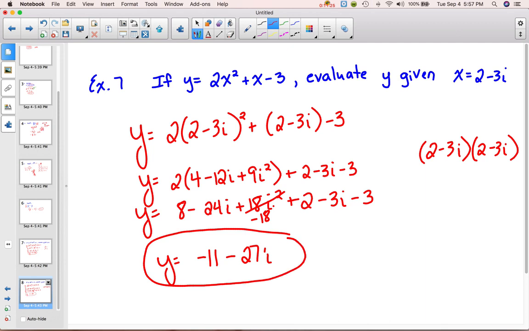There is my answer. So that's it for our little quick review of complex numbers. You can get started on your assignment.